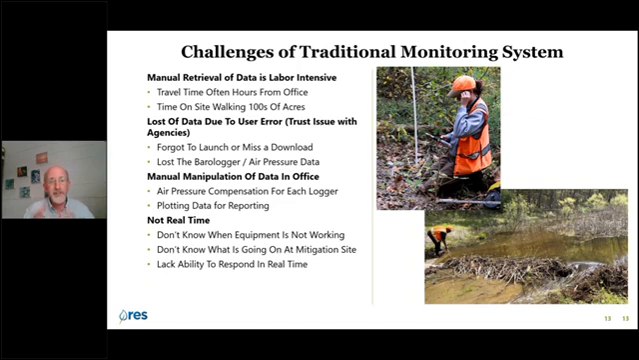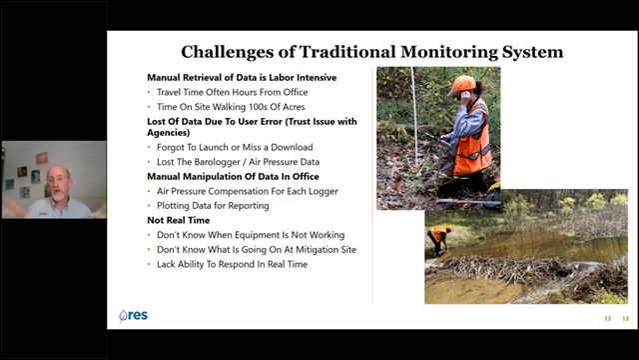But the real challenge is it's not real-time data. You may not go out there for 3 months, 4 months, and you don't know whether the equipment is working or not. Did they forget to launch it? Did it get knocked over by a storm event? And you're blind as to what's happening to your mitigation site. Have you had a flood? Do you have beavers, like in the bottom photo?